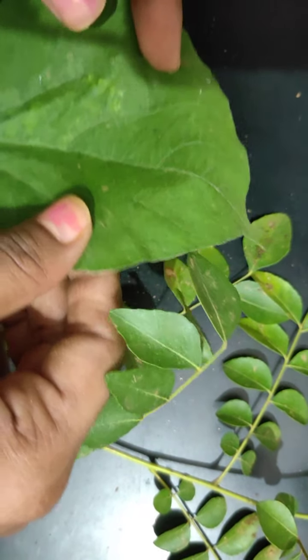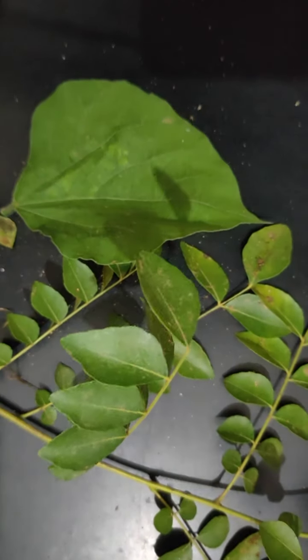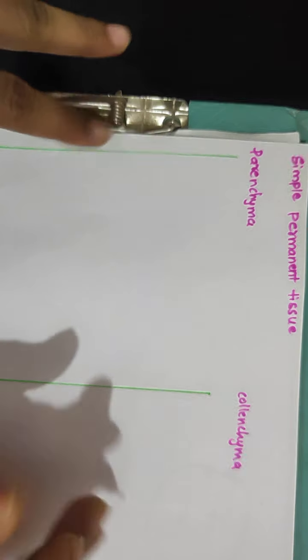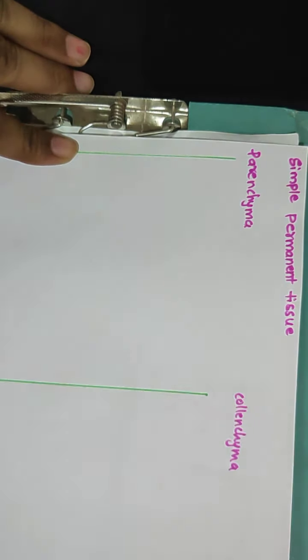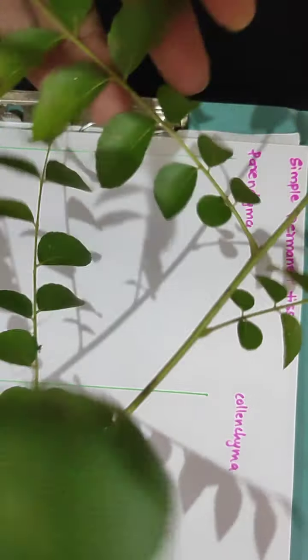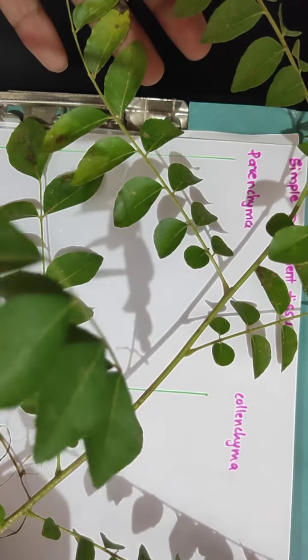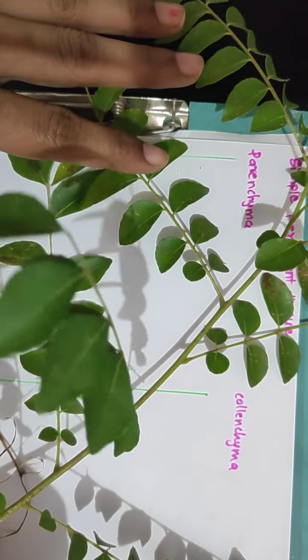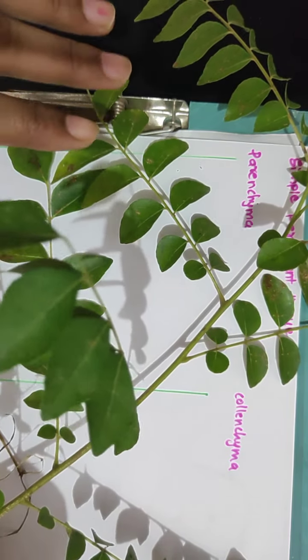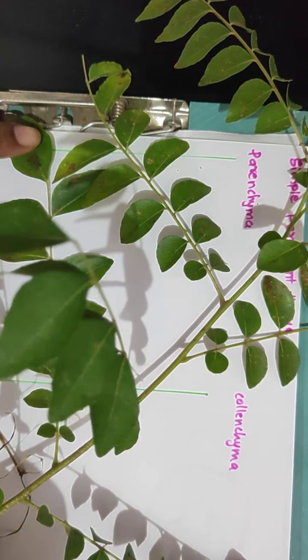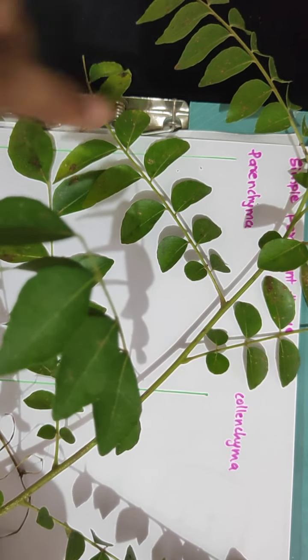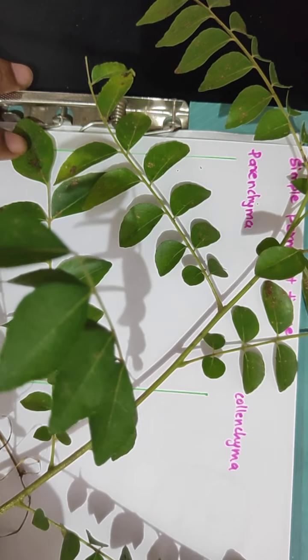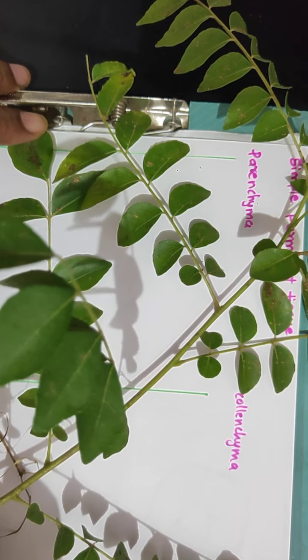Okay, now we are going to start with anatomy. First of all, a plant is organized with a tissue system, then an organ system. Before that, we should study each cell one by one, how tissue is going to form. So, firstly, we are studying simple permanent tissue.